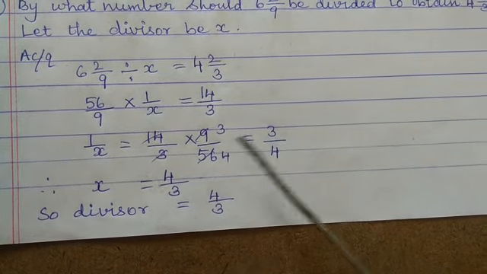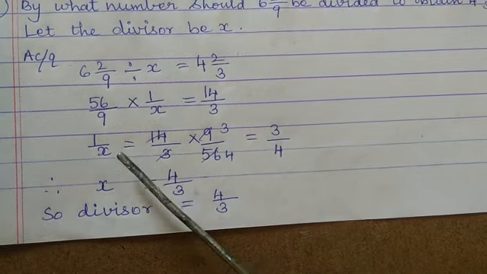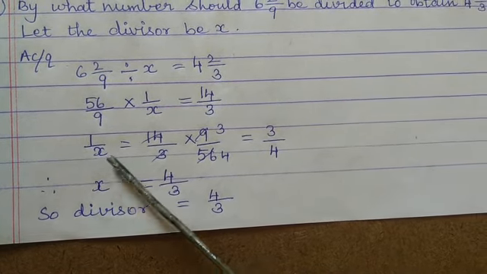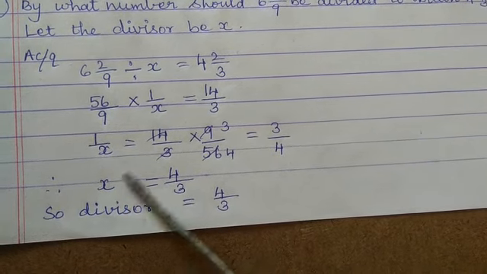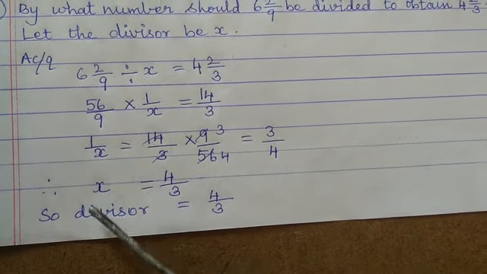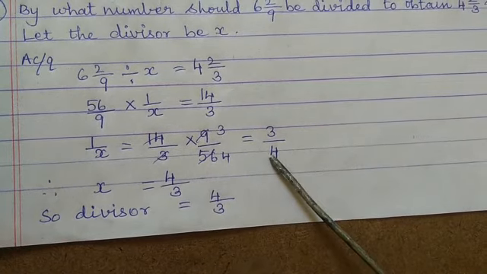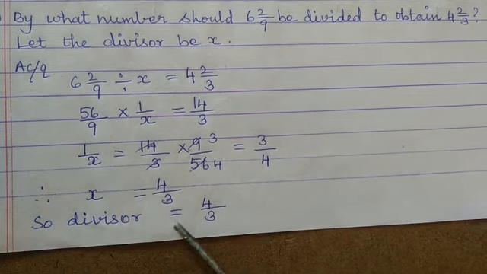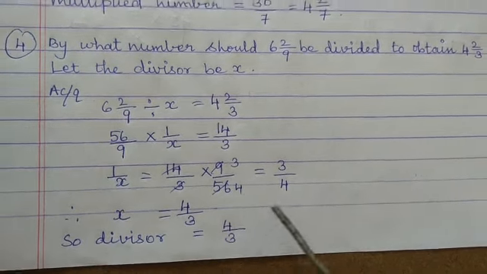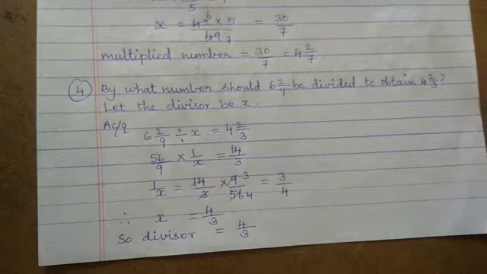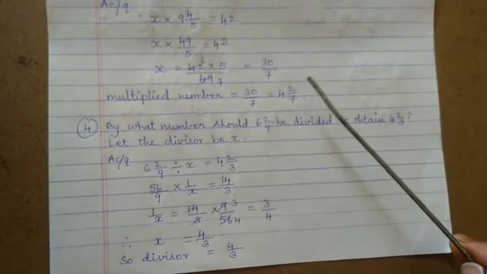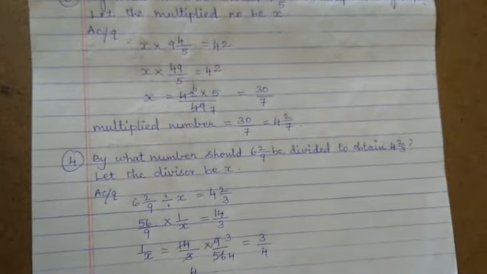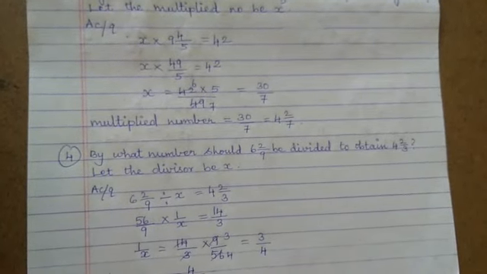This 3/4 is the value of 1/x, but we need the value of x only. Here x is in the denominator, and we need x in the numerator. So again we have to write the reciprocal: x/1 is equal to the reciprocal of 3/4, that is 4/3. So the divisor is equal to 4/3. So in doing all the word problems in division, a proper statement should be written. Otherwise it is difficult to do the calculations.